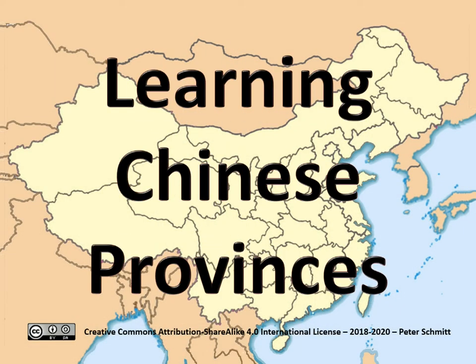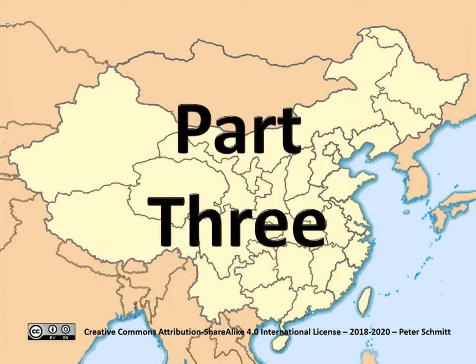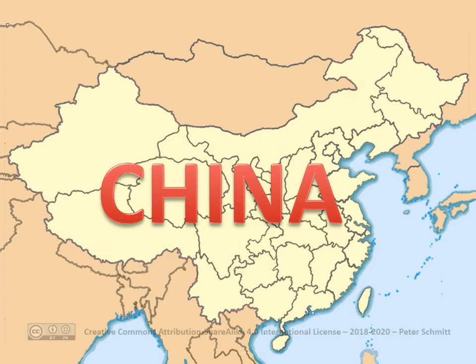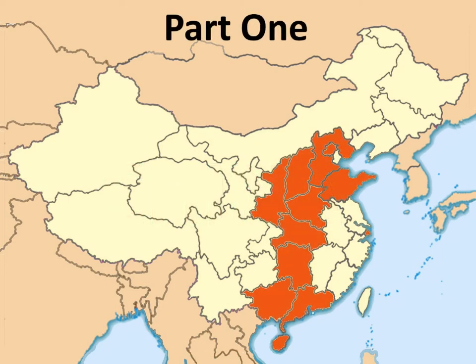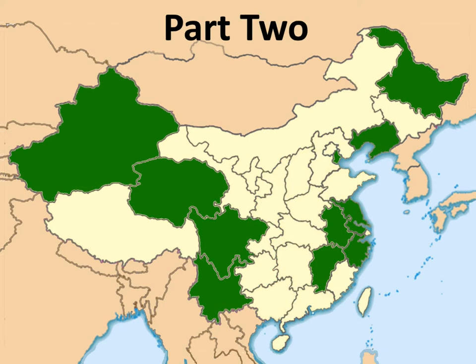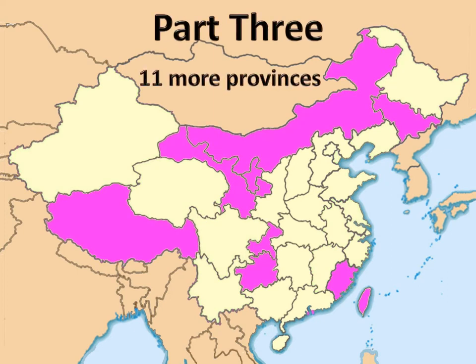Welcome to Learning Chinese Provinces, Part 3. This is the third in a three-part series of videos. In Part 1, we focused on 12 administrative areas in the heartland of China. Most were north-south or east-west pairs, based on the words for river, mountain, lake, or another geographic feature. Part 2 added 11 more areas, many named for specific rivers or lakes. In Part 3, we will learn the remaining 11 administrative areas.